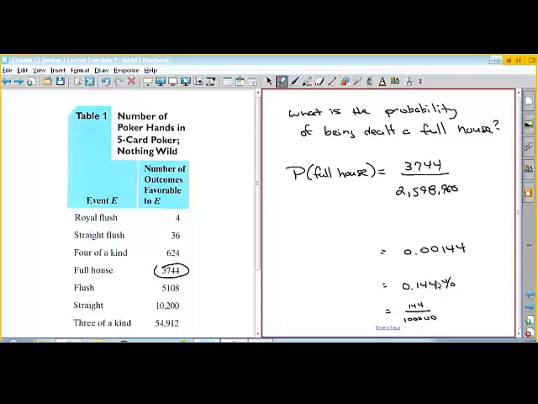So this is definitely true. It's 0.144%. If it was 1%, then it would be 1 out of 100. So because this is 0.1%, it's approximately 1 per 1,000 hands that you would be dealt would be a full house. You'd have to play a lot of poker to be dealt a full house the first time.